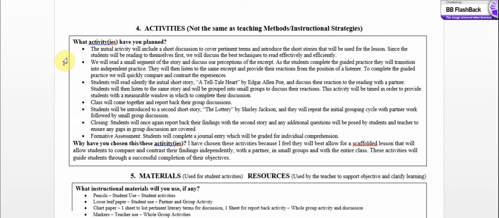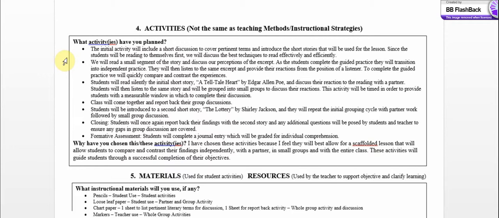So by doing it twice and having them do the activities two different times with two different stories, it'll give them the opportunity to practice. Now, as far as a formative assessment, there will be continuous assessment throughout the lesson, but there will be an independent assessment, and this will be in the form of a journal entry, which will be graded for individual comprehension.